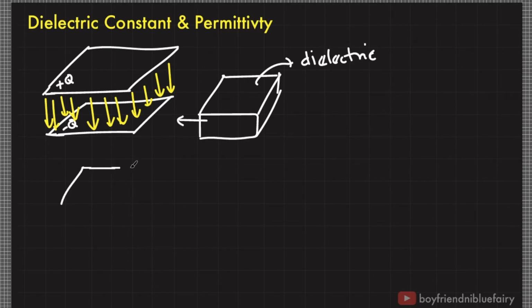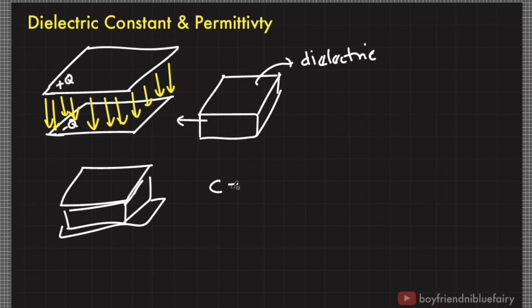Experiments show that when this is inserted in our capacitor, something like this, its capacitance increases by a factor of K. So if this capacitor in vacuum has a capacitance of C sub 0, then when we insert a dielectric in that same capacitor, it now has a new capacitance C. And based on experiments, it increases by a factor of K. We call this constant K the dielectric constant.